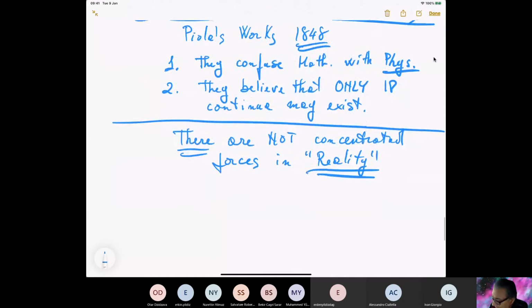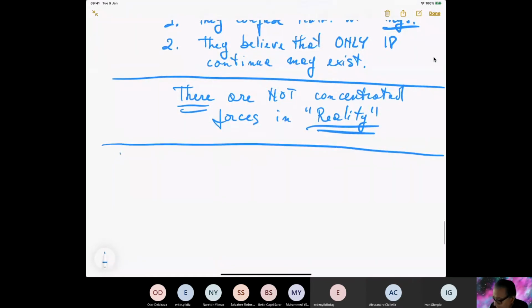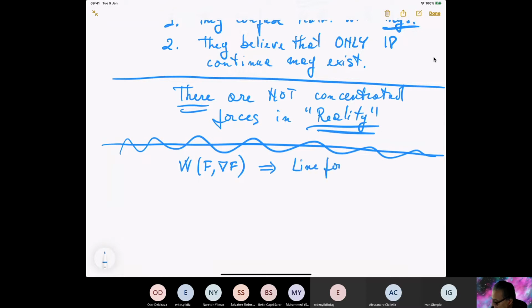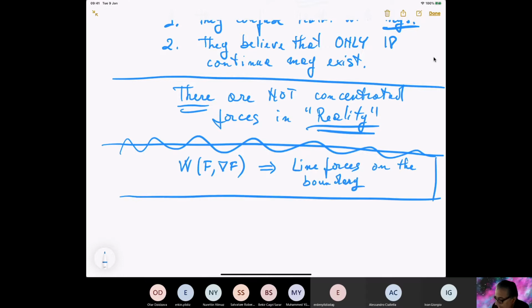Okay. Why am I underlining this to you? Because if the deformation energy depends on F and grad F, then you can have line forces on the boundary. And this is a personal story. I had a lot of academic battles because people claimed that line forces on the boundaries do not exist.